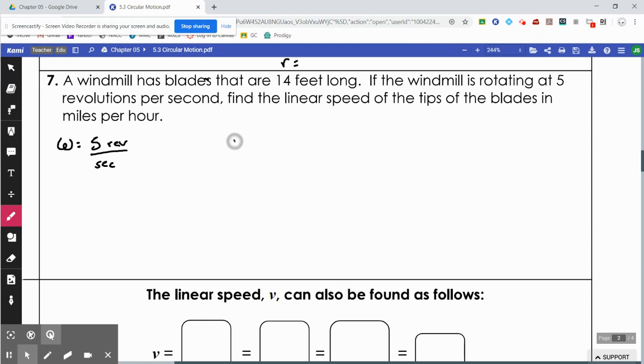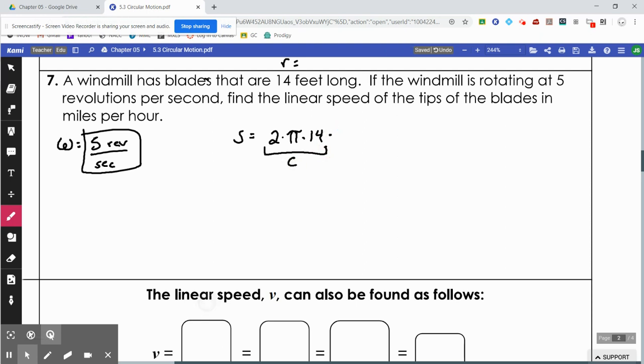Okay, our first step is we're going to find our arc length. So we know that if we're traveling at 5 revolutions every second, we can find 1 revolution by doing the circumference, which is 2 times pi times the radius, which in this case is 14. That would be 1 circumference. I'm going to put a C below it because that's the circumference.